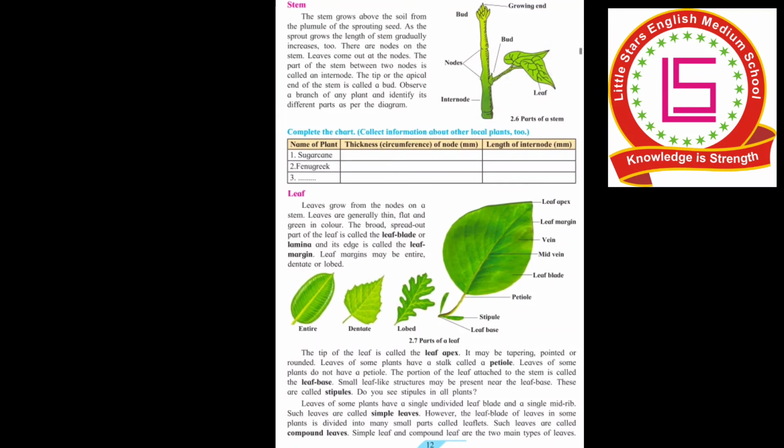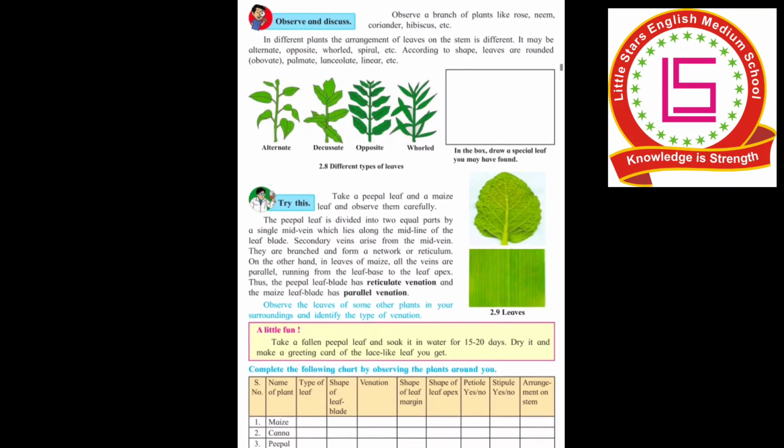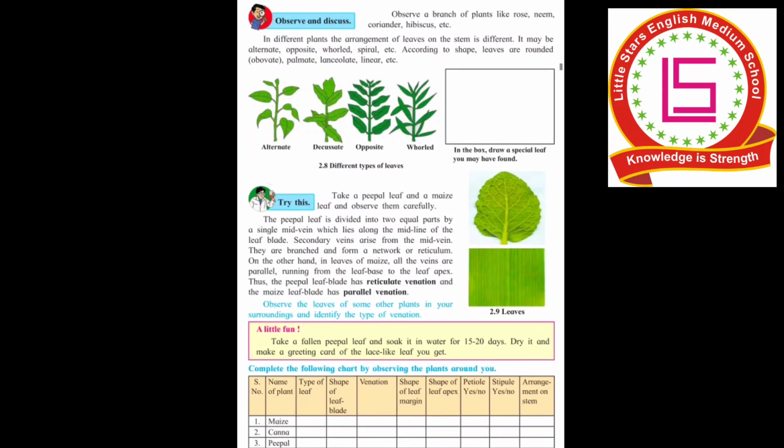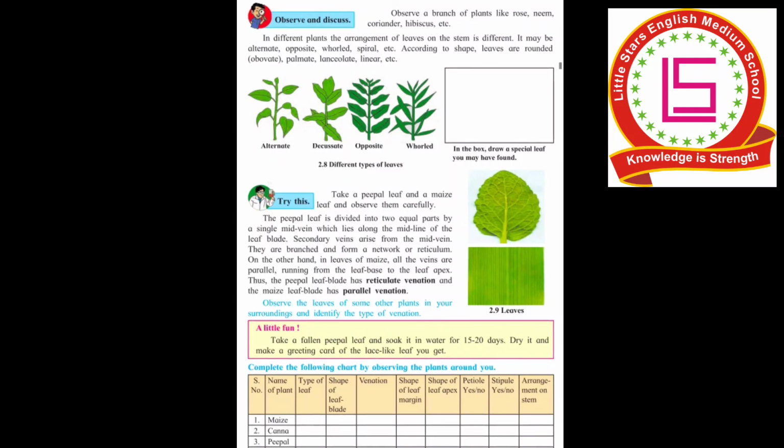Now we'll see the next page. Now we'll see page number 13. See, there's an observation given to you. We'll just read it. Observe a branch of a plant like rose, neem, coriander, hibiscus, etc. In different plants, the arrangement of leaves on the stem is different.